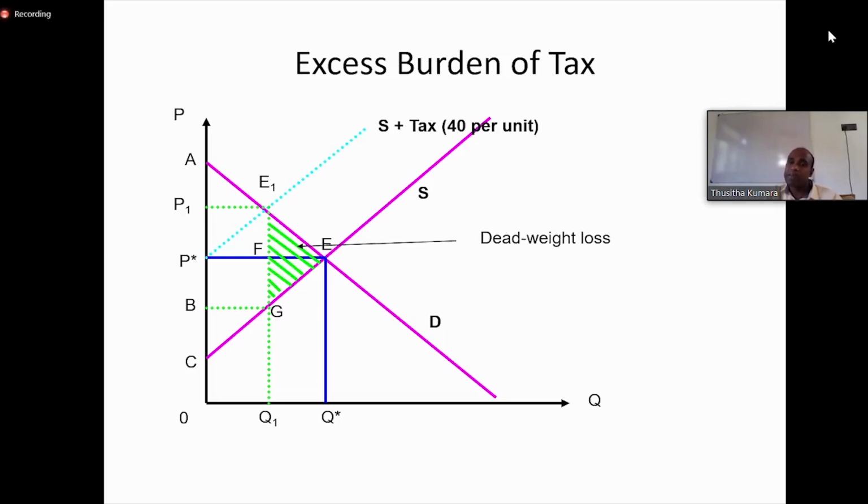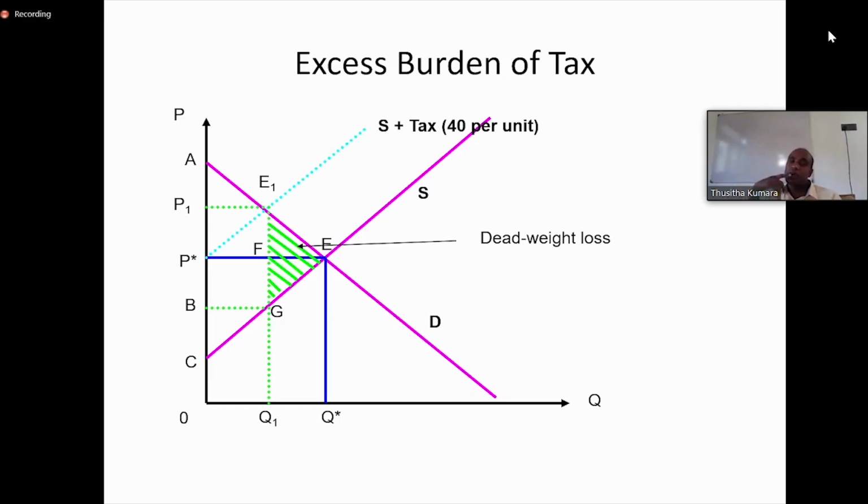Some amount will be leaking away from the economy, which would have been in the economy. If it was with the consumers, they would be happy, so they would be getting engaged. If it was with the producers, they would be happy because they have more gain in the economy, so they would be encouraged. But now, because of the tax, what happened? Even the E, G area is gone away from the market. It's a dead weight loss. It's a leakage from the economy.